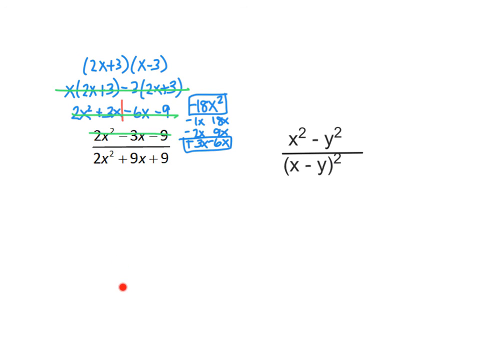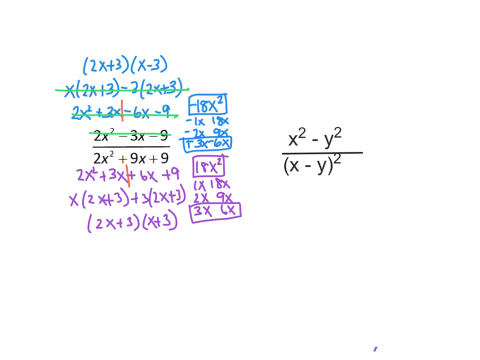Now, we need to do the same thing down here. I'm going to pause the video and have you go ahead and run through that one on your own, and then we'll see what happens after we factor the denominator. Okay, so you should have arrived at 2x plus 3, x plus 3. So this trinomial went to this, and then we end up with our factors right here.